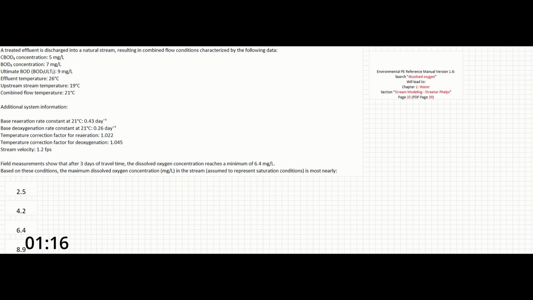Field measurements show that after 3 days of travel time, the dissolved oxygen concentration reaches a minimum of 6.4 milligrams per liter. Based on these conditions, the maximum dissolved oxygen concentration in milligrams per liter in the stream is most nearly what, when assumed to represent saturation conditions? So in this problem, we are being asked to find the maximum dissolved oxygen concentration in the stream.